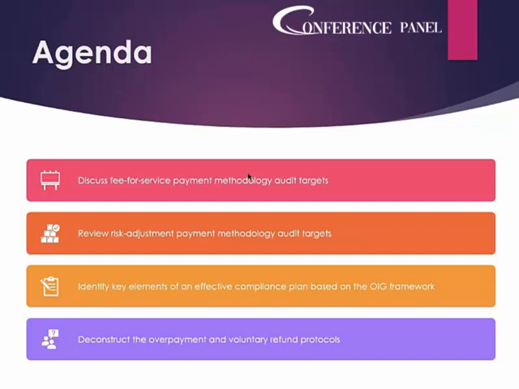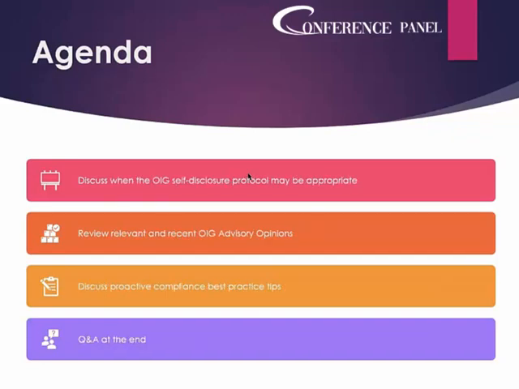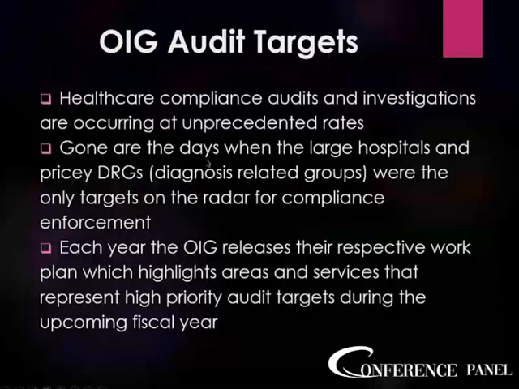We're going to also talk about the key elements of an effective compliance plan, and that is going to be based on the OIG's framework. We'll talk about the two different pathways you would want to explore if you find yourself in an instance where you may need to self-report. We're also going to talk about where to find OIG advisory opinions, what those are, and how they might be useful to you as you are exploring different areas of compliance in your organization. So let's jump right in.